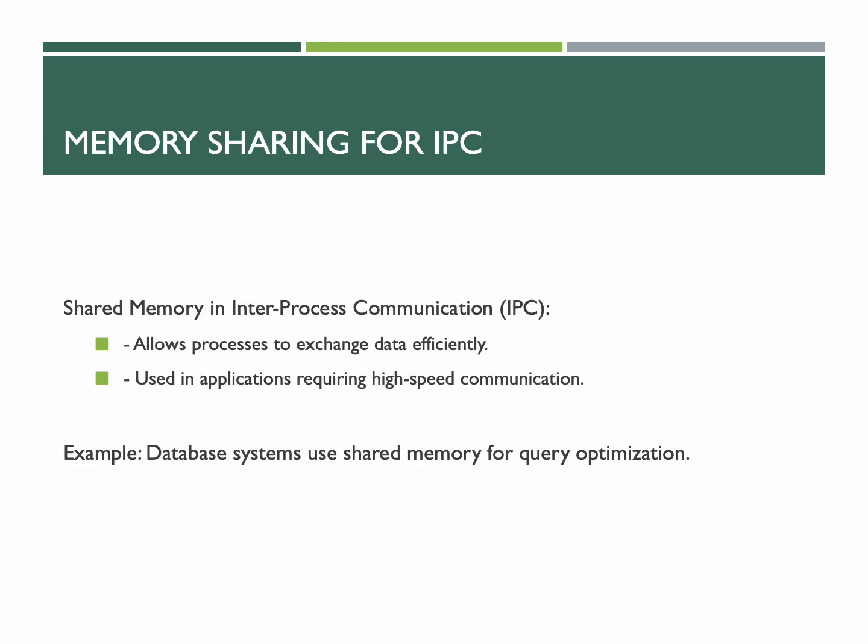Okay. Memory sharing for inter-process communication, IPC. What is shared memory? Shared memory allows multiple processes to exchange data efficiently by sharing a common memory space. Instead of copying data back and forth, processes access the same memory region, reducing overhead and improving performance.